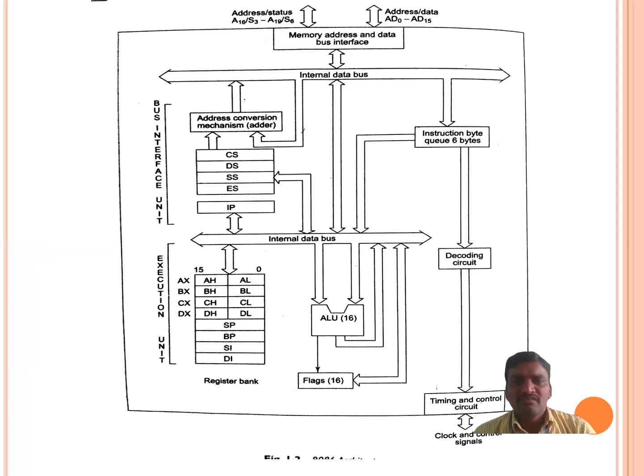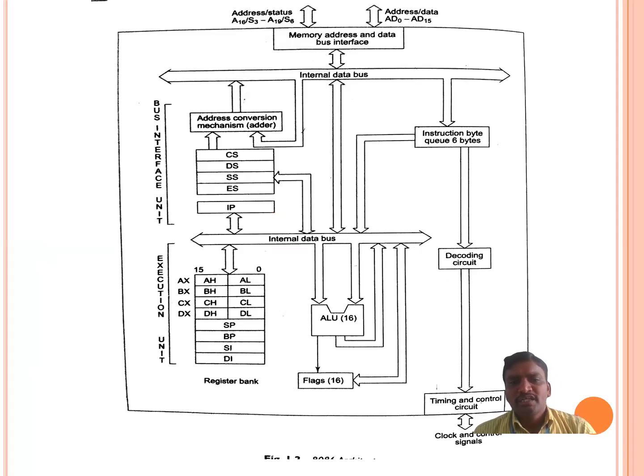After that, it is given to the execution unit. The main functioning of the execution unit is to perform the operations on that particular data. After performing that operation, the result is given back to the bus interface unit. Now the bus interface unit is ready to interface the information or data with the external devices. So that is about the architecture of the 8086 microprocessor.